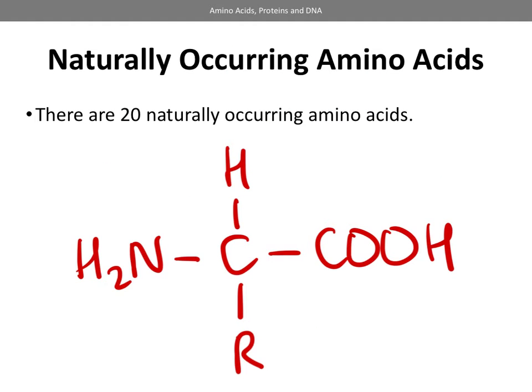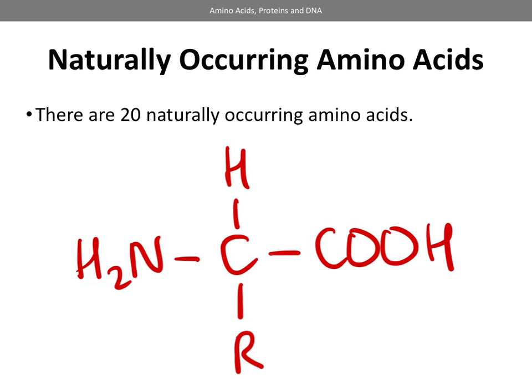Now, typically when we're talking about amino acids, we're most commonly talking about the 20 naturally occurring amino acids in humans. And they all have the same general formula, which is shown here. They have the amine group attached to a carbon, and attached to the same carbon is the carboxylic acid group. And then off that carbon that both of those groups are attached to is always a hydrogen. What's different between each of the amino acids is what the R group is. That could be something as simple as H, or it could be something much more complicated.